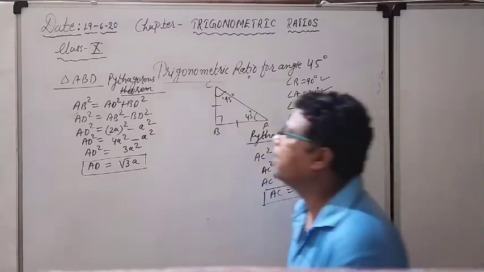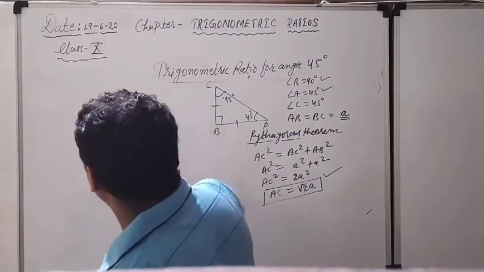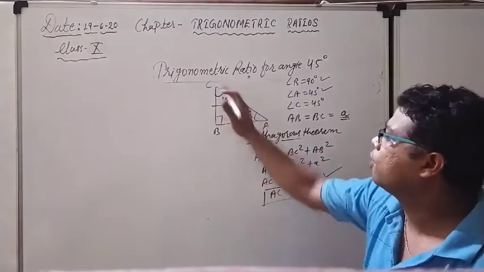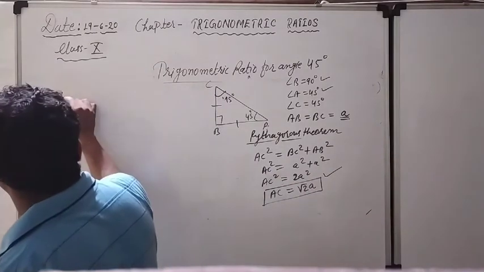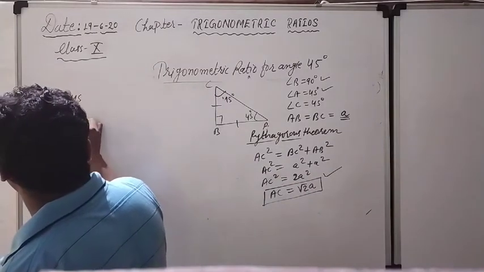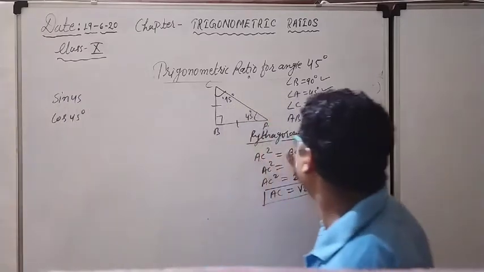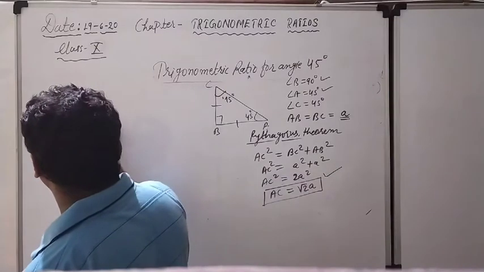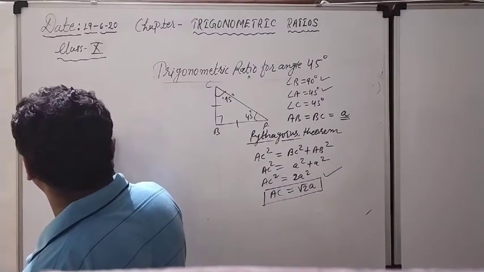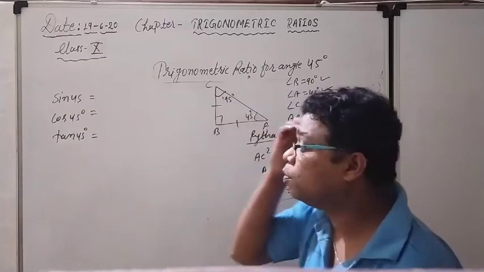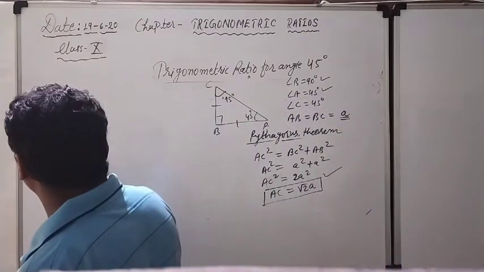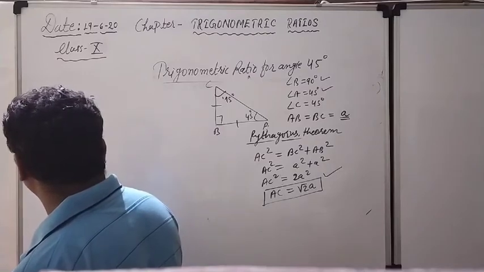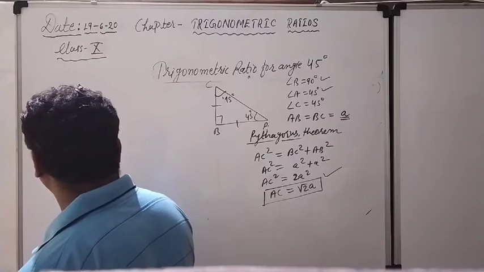Right now I have to find all the trigonometric ratios for this particular 45 degree angle. Both angles are 45 degrees. Sine 45, cos 45, after that tan 45. Only these three values I will tell you; the other values are going to be their opposites. Here I am also going to write cosec 45, sec 45, and after that cot 45.